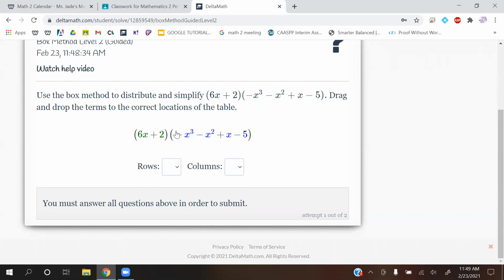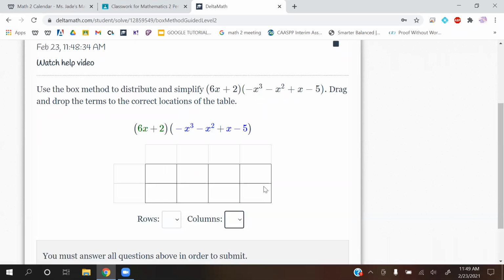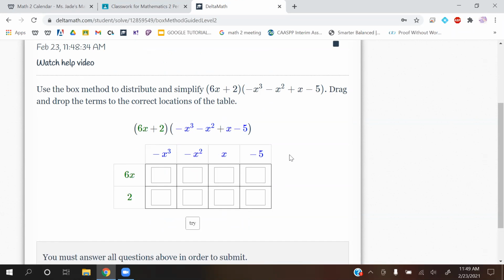Columns: how many terms are in my second factor? I have 1, 2, 3, 4, so I'm going to make it 4 columns. You can see that it pops up with this grid for me, and you want to click and drag. I drag the terms into each box, and then for this one, click and drag again.